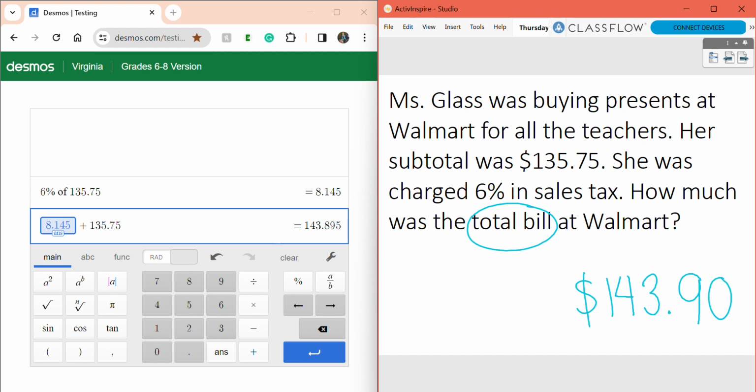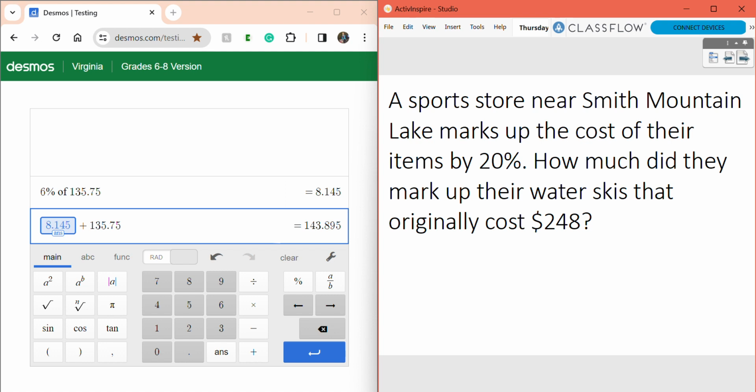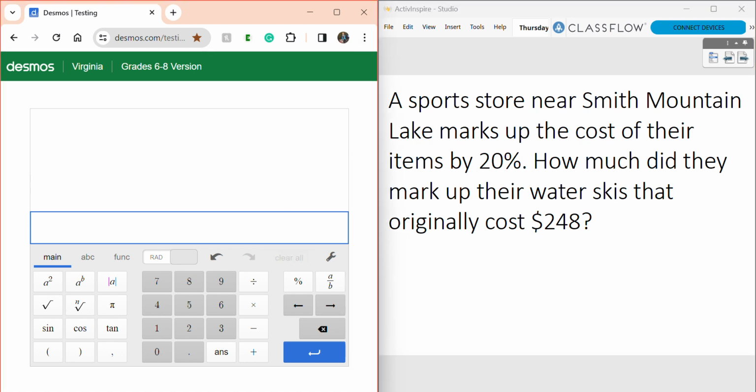All right, let's see what the next one looks like. A sports store near Smith Mountain Lake marks up the cost of their items by 20%. How much did they mark up their water skis that originally cost $248?